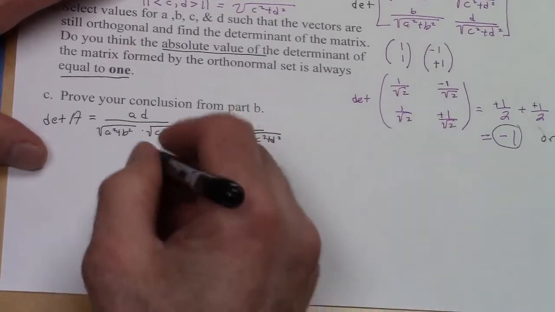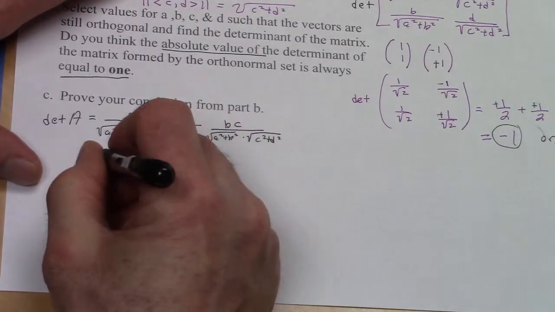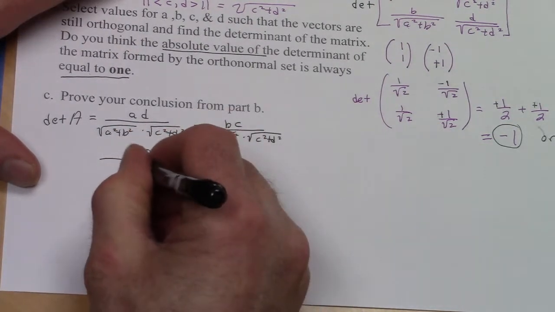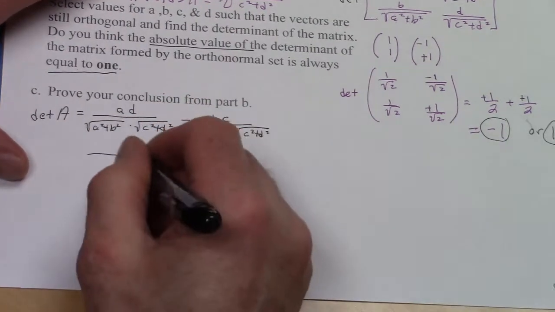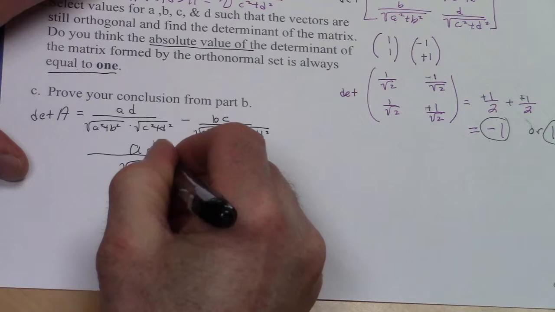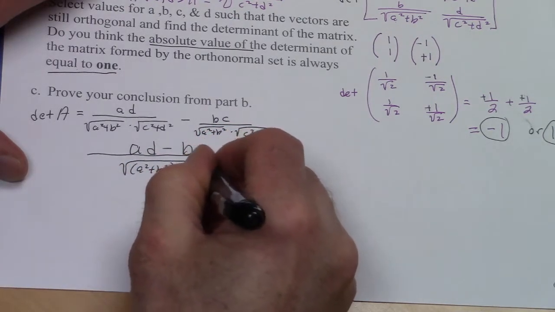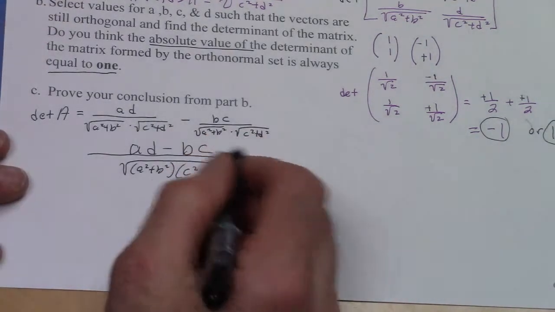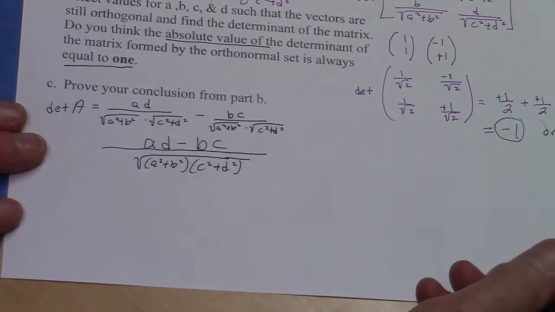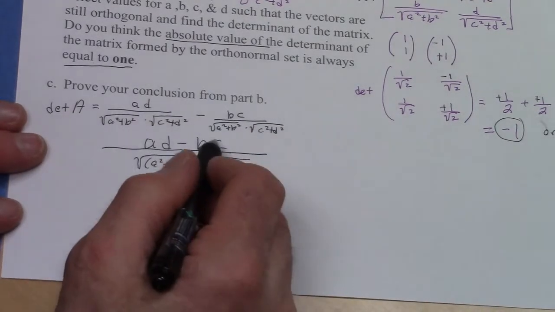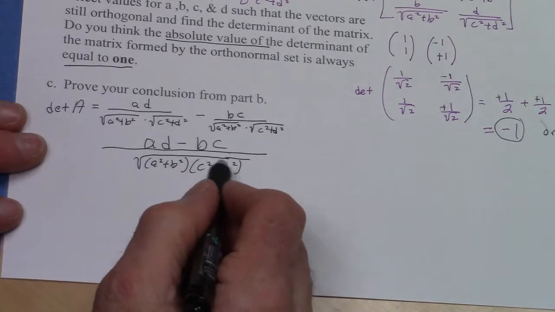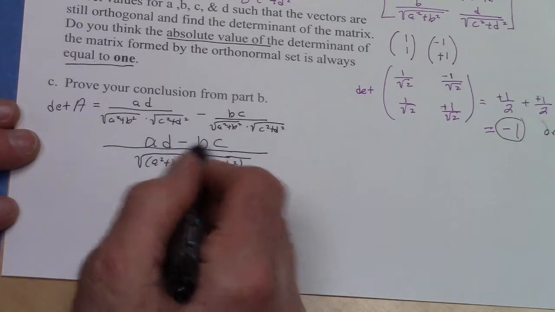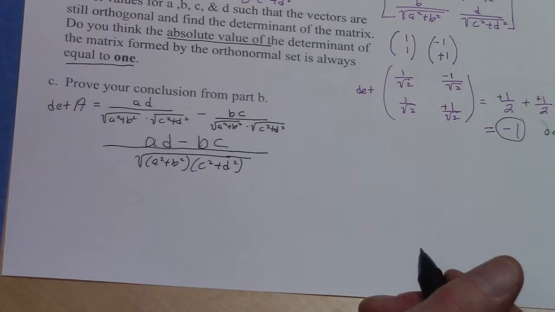Since they have the same denominator, that's just going to give us AD minus BC over the square root of, since those are both square roots, we can just multiply them, a squared plus b squared times c squared plus d squared, that whole radical. We want to show this is equal to 1. For that, we want to show that AD minus BC is equivalent to the square root of this. Now it could be opposite also. They could be positive 1 or negative 1. That's what we're trying to prove.